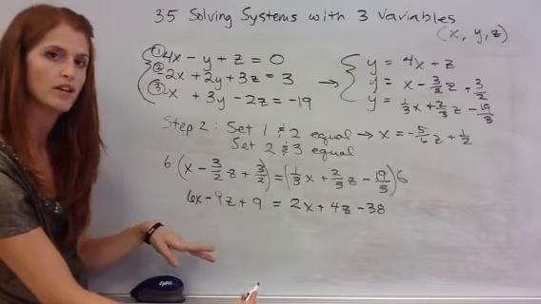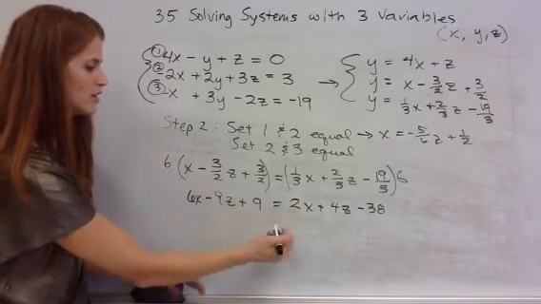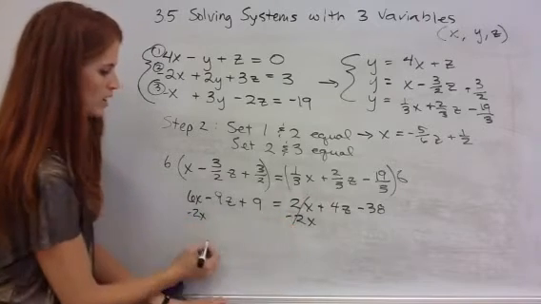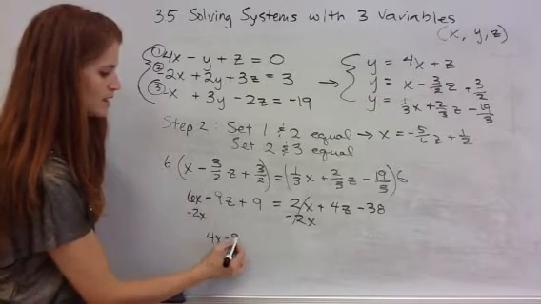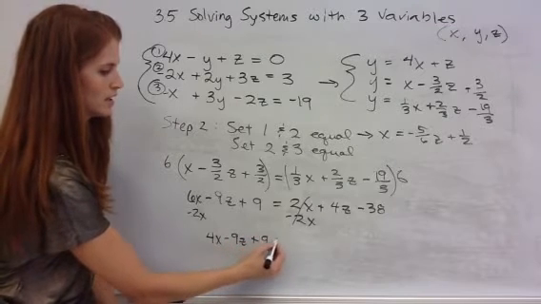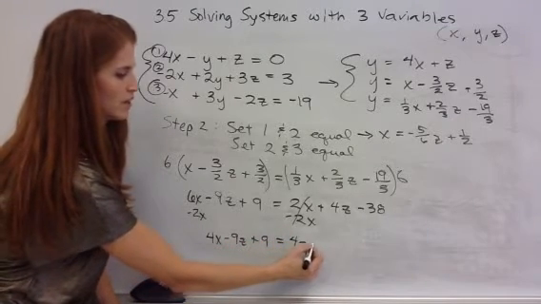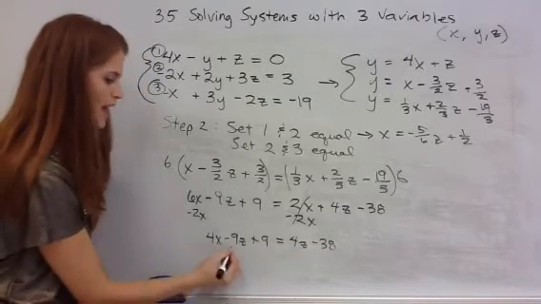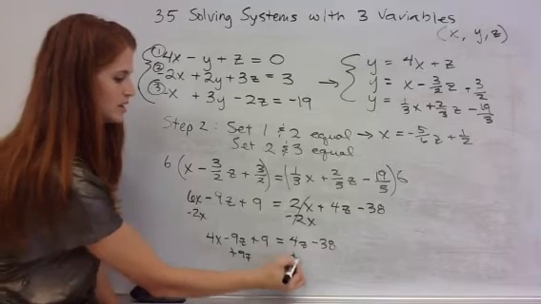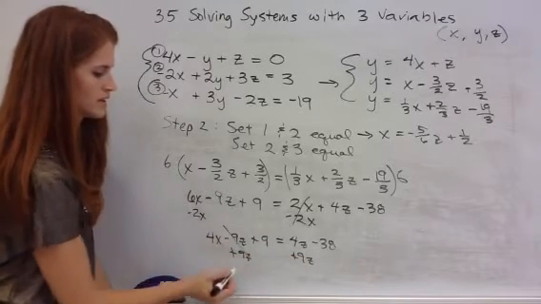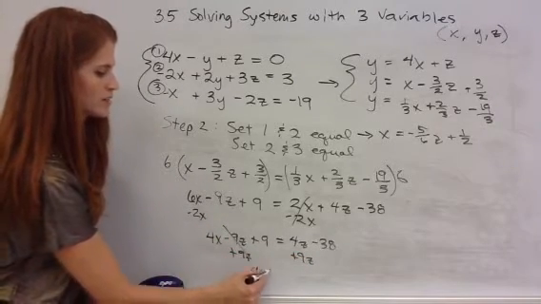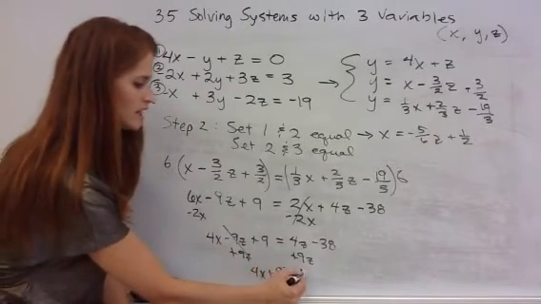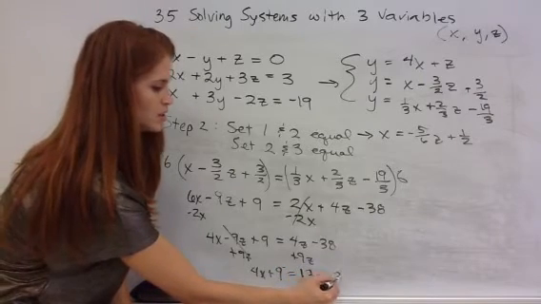So again, we want to combine our like terms. I want to get my x's together, so subtract 2x from both sides. This goes away. Over here I have 4x minus 9z plus 9 equaling 4z minus 38. I want to get my z's together, so I'm going to add 9z to both sides. This goes away. I have 4x plus 9. Over here, I'm going to get 13z minus 38.